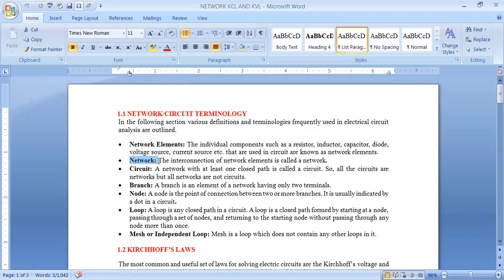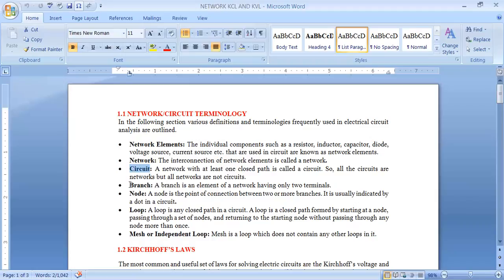Now come to the circuit. What does it mean? A network with at least one closed path is called a circuit. So all the circuits are networks, but all the networks are not circuits. We are trying to make a circuit such that we get a closed path, so current flows through the circuit.